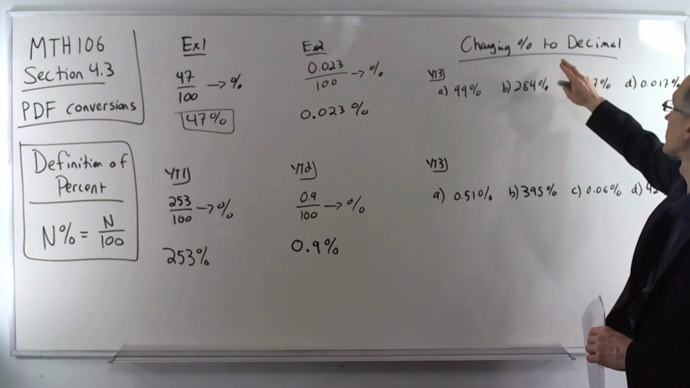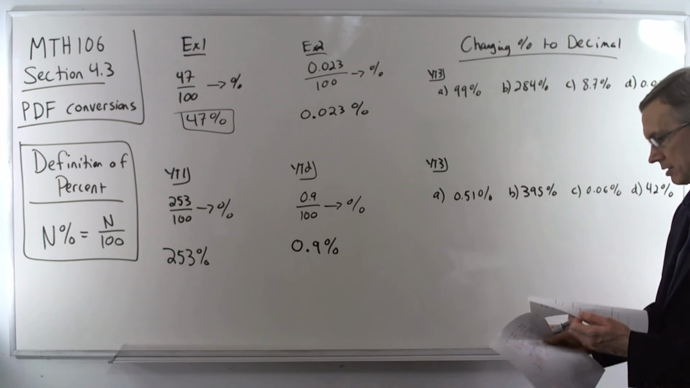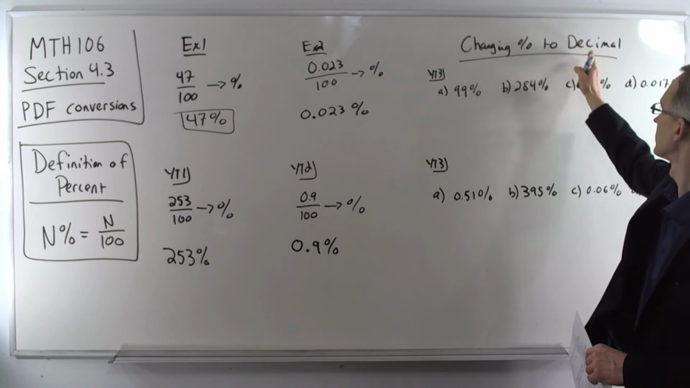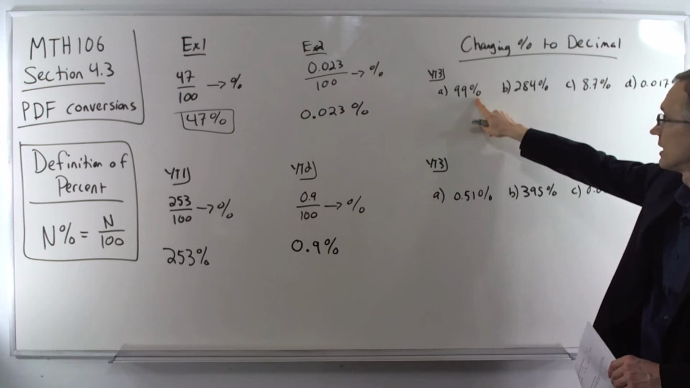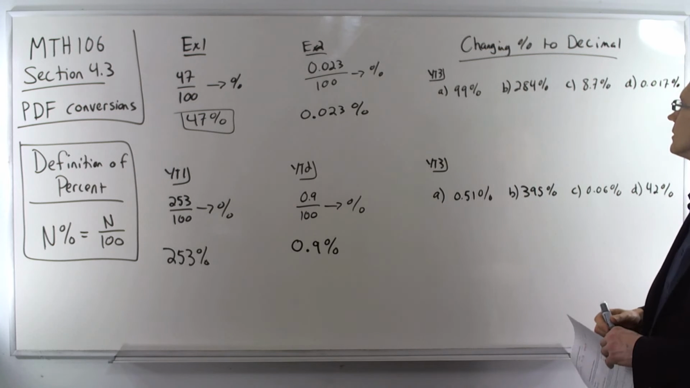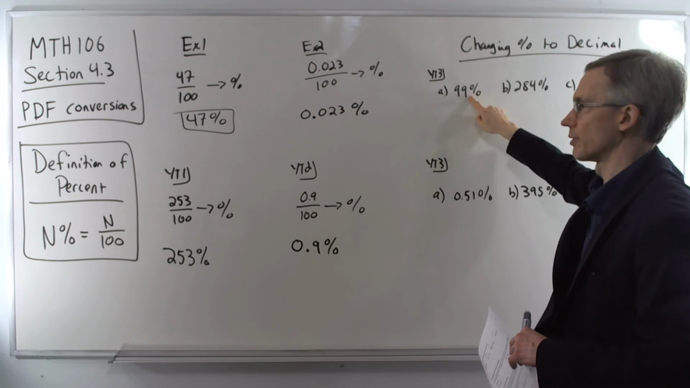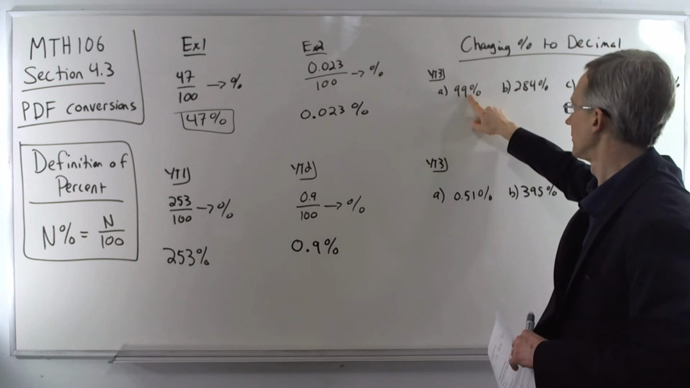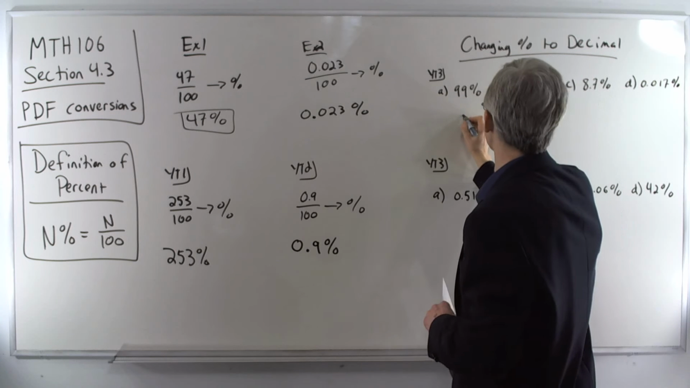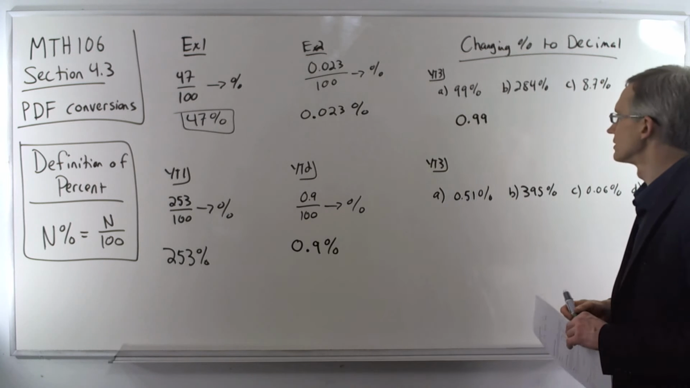Now we're going to change percents to decimals. So you can see the procedure at the top of the page. All right, we're changing from percent to a decimal, so we need to get rid of the percent sign. That's going to be the first step. Drop the percent sign. And then take the decimal point. If there's no decimal, it's to the right of the rightmost digit, and move it 2 places to the left. So 99% is 0.99.